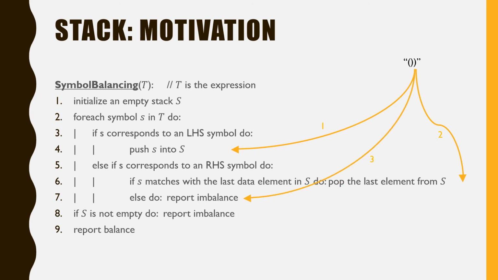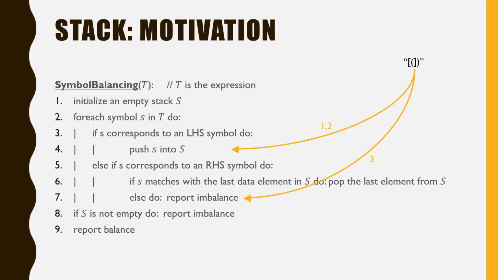Let's look at the second example. The first symbol is a left parenthesis and is pushed in the stack in line 4. The second symbol is a right parenthesis and is matched with the left parenthesis in line 6. The third symbol is also a right parenthesis. However, there exists no left symbol in the stack for us to match with it. In this case, we report imbalance in line 7.